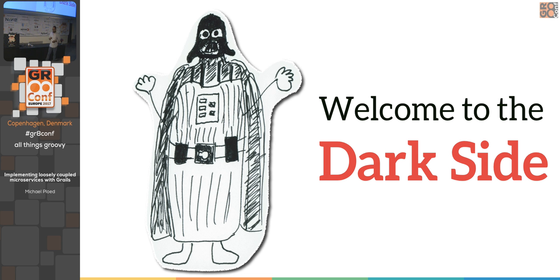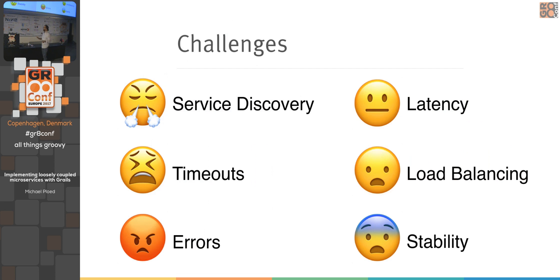Now, why do I think that this is the dark side? Because you have to cover and address a lot of challenges in this kind of environment when you build up your microservice landscapes with primarily synchronous call stacks. The first one here is obviously service discovery. Every one of these applications does have to know where the other applications are being hosted.